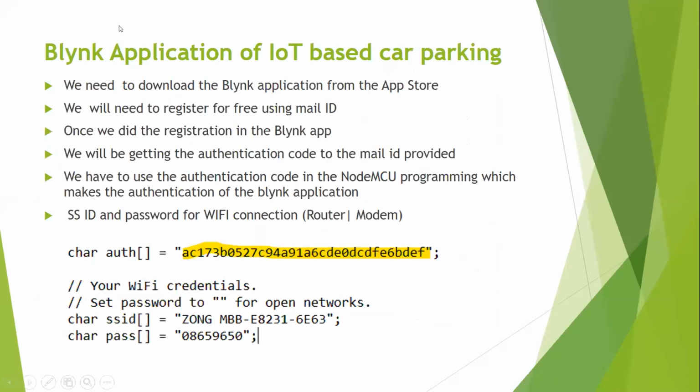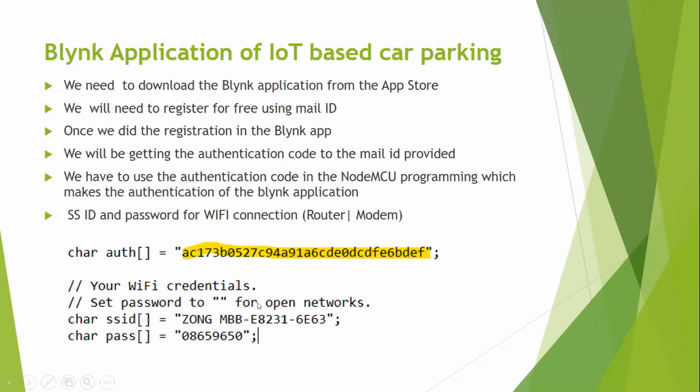We use the Blynk application for the IoT based car parking. It's an open source application. You just need to download it from the Blynk website and create a user ID using your mail ID. Once you register in the Blynk app, they will send an authentication code to your email ID. You can enter that authentication code in your program, along with your Wi-Fi credentials, SSID and password.